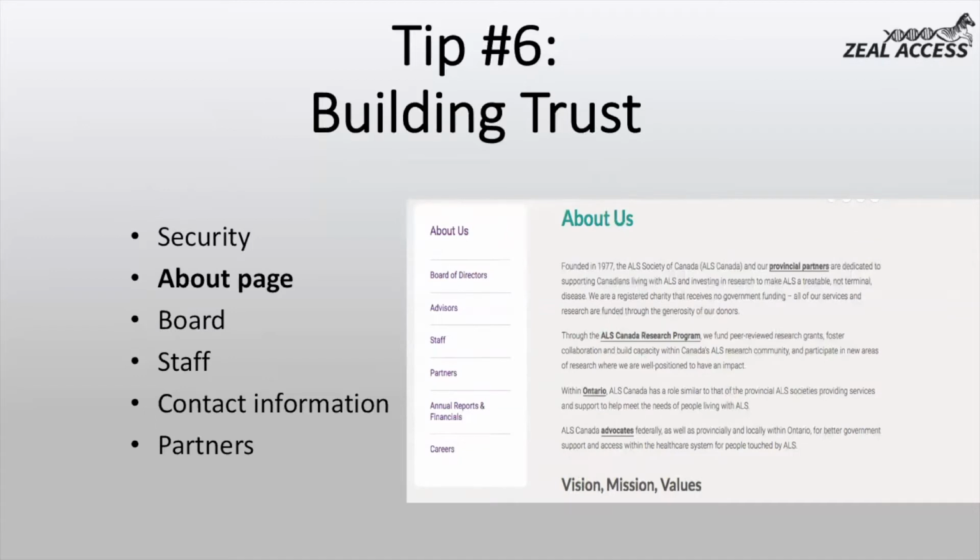Another way to build trust is just show people who you are on the About Us page. If you're an advocacy group or a nonprofit, people coming to your site want to know who you are. That is especially true if you're asking them to upload personal or financial information. Here's a good example of an About page from ALS Canada. It has a brief history, a mission statement, but you can see on the side here, subpages for the board, the staff, etc. It's a beautiful site.